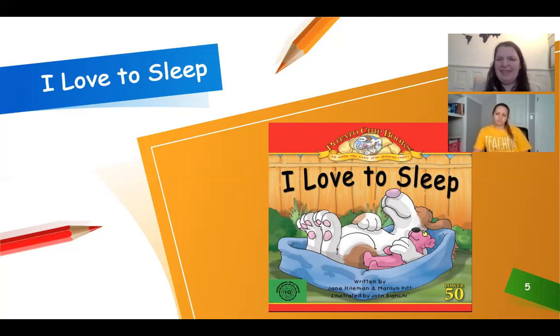I think he's sleeping, Mrs. Biley. We'll have to see when we look at the pictures. But this book might be about the dog sleeping. What do you think, Mrs. Biley? I think so. And thinking about the title being I Love to Sleep, I think he's going to really like sleeping. Well, let's see what we find.